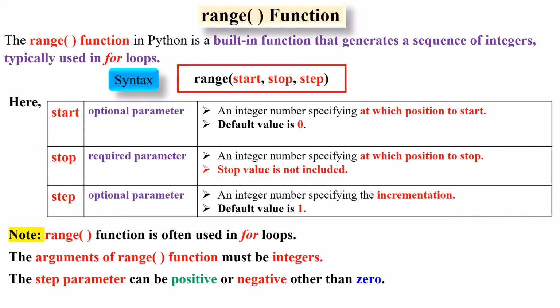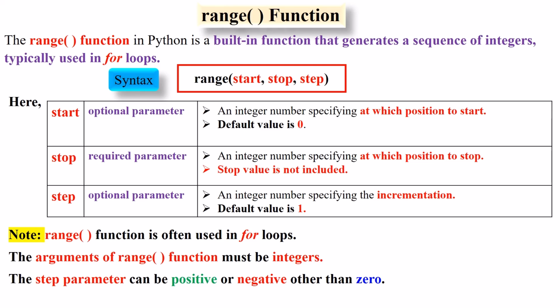We shall now discuss the range function. The range function in Python is a built-in function that generates a sequence of integers, typically used in for loops. The syntax is range of start, stop, step.